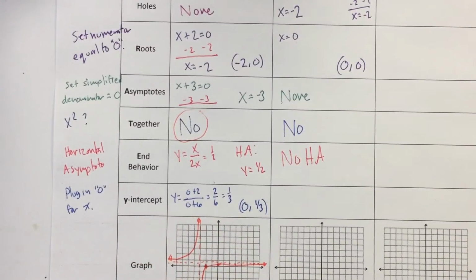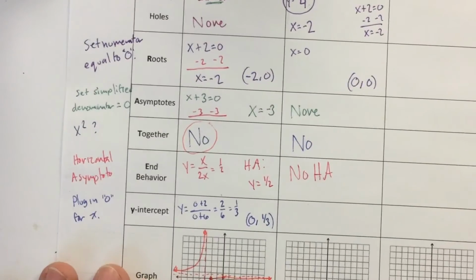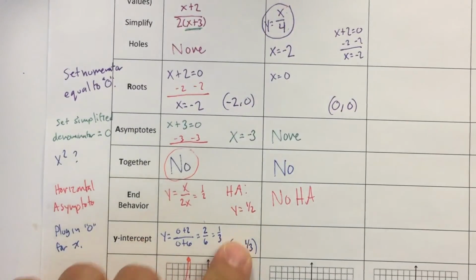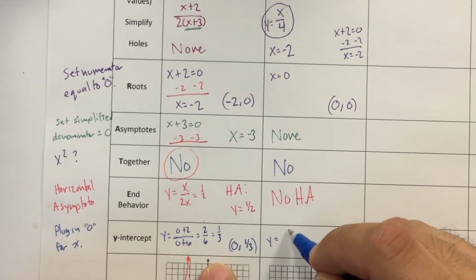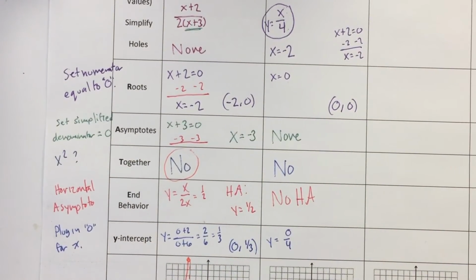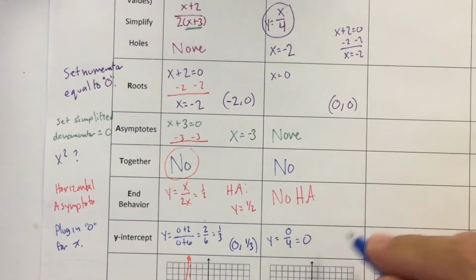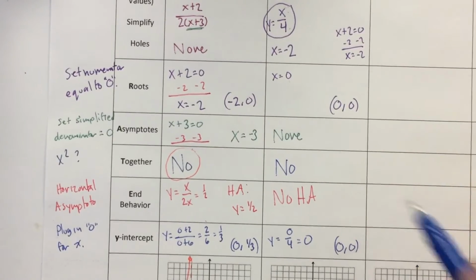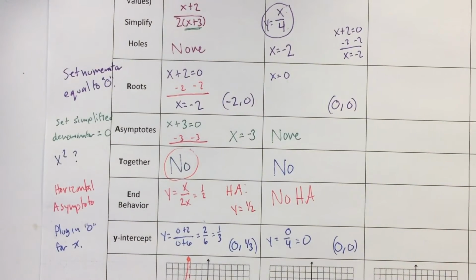Okay, y-intercept. We're going to plug in 0 for x. So y equals x over 4, so 0 over 4. What's 0 divided by 4? 0. So my y-intercept is (0, 0). And it makes sense. If my x-intercept is (0, 0), my y-intercept should also be (0, 0). Last part, I'm going to graph all of this and then we're going to verify that our graph matches.